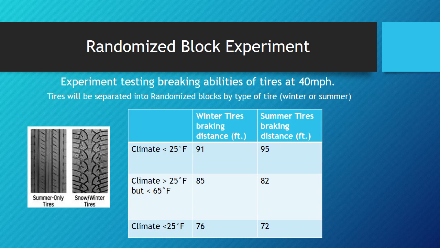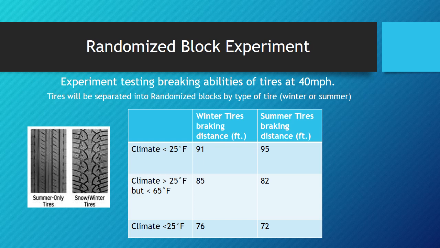A real-world application in which randomized blocking can be used is with the braking power of tires. There are two main types of tires that are common for vehicles to use. These two types of tires are winter and summer tires. Winter and summer tires have different attributes that the other doesn't have, which is why the nuisance factor, or type of tire, is an important factor when collecting data.